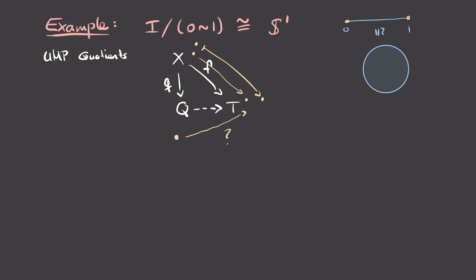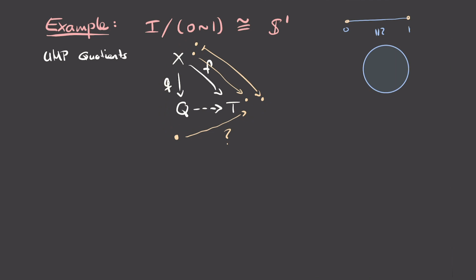Because on the one hand, in order to make this diagram commute, we would have to map it to, say, the left point, because this point here is being mapped to this point, so we should map it to this point. But on the other hand, also this point is being mapped to this point, which should therefore be mapped to the rightmost point.